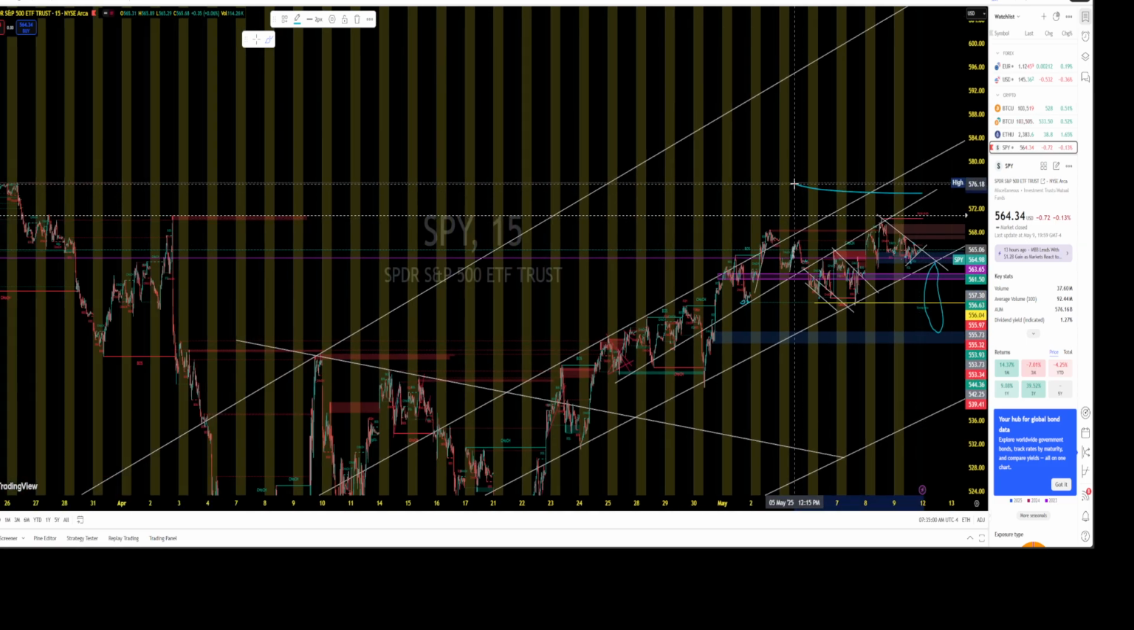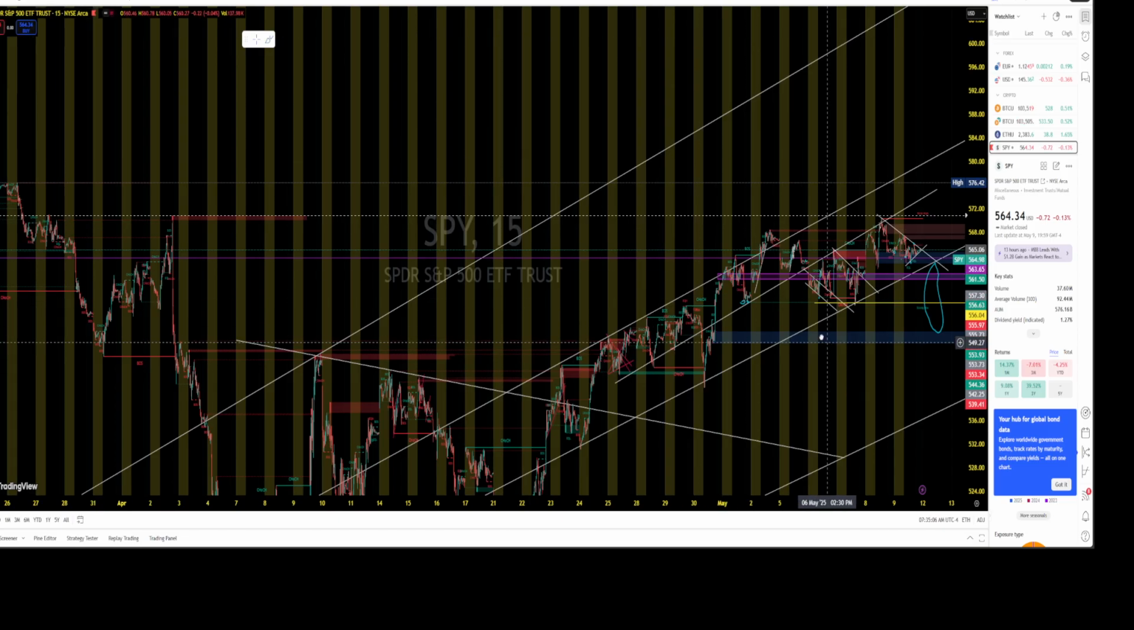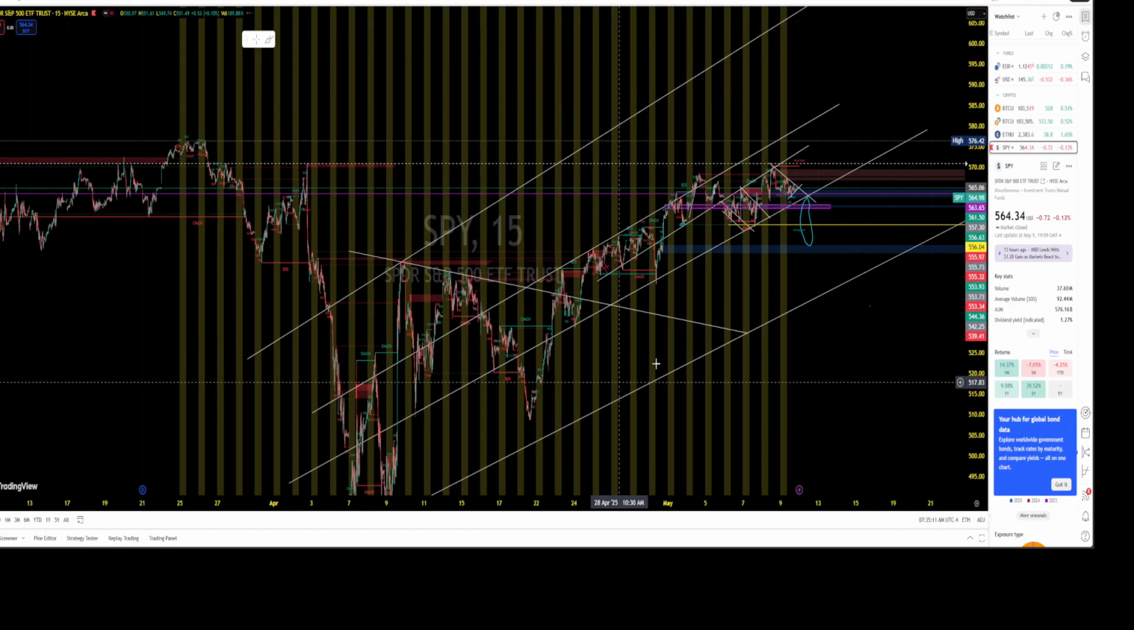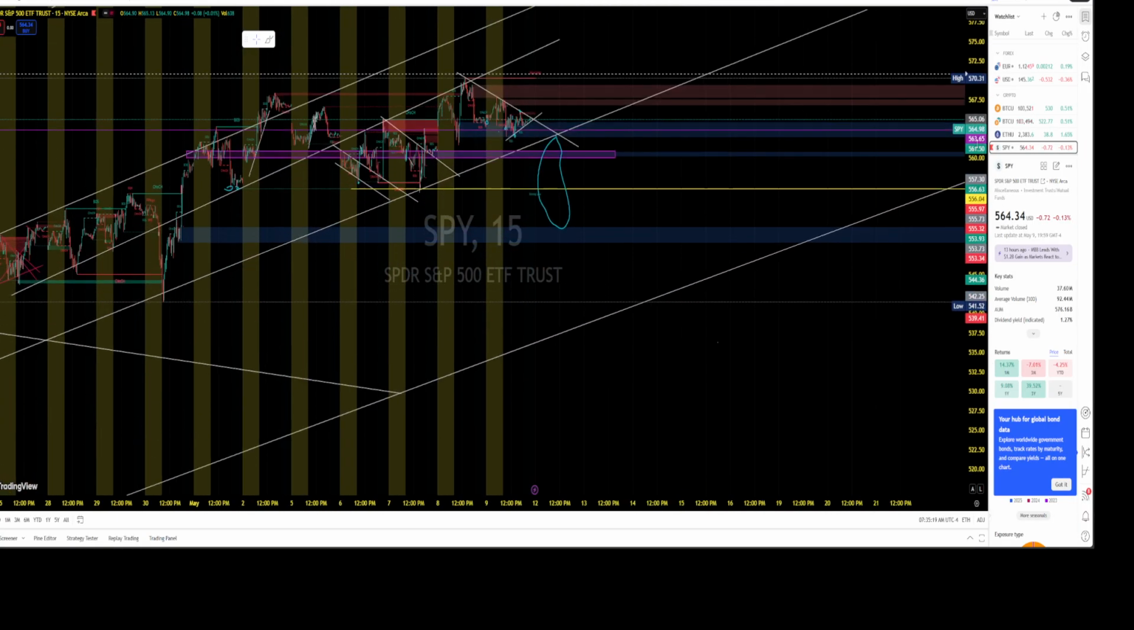another high easily, right? So your target must be these particular zones. I don't think the market will go to this trend line, but if it comes to this trend line, then we can see more chop in the market, right?